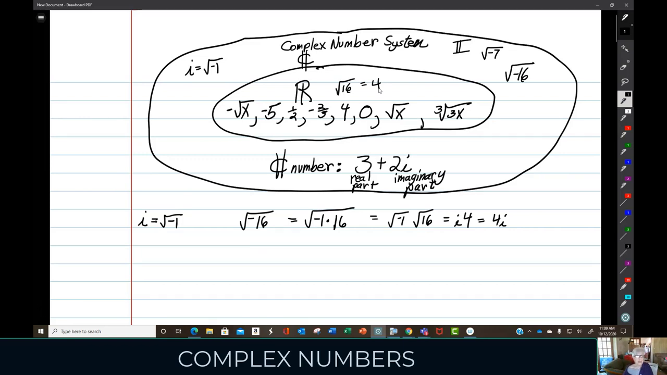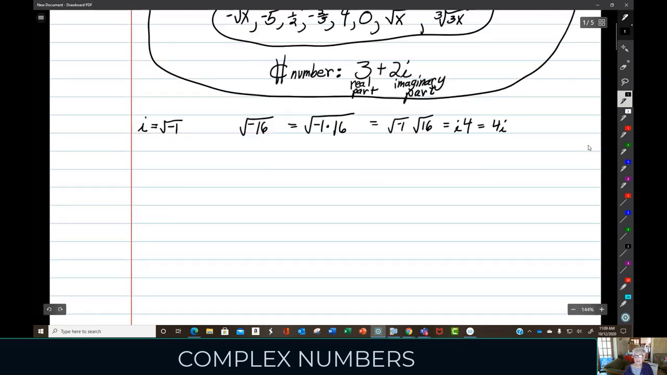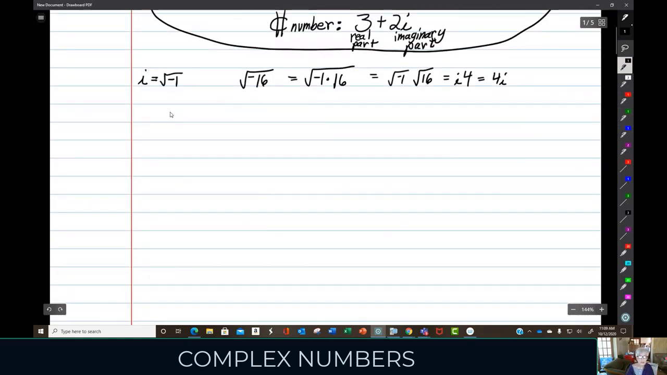So when your calculator gives you an error saying not in the real number system, a non-real number, it means it lives out here where the non-real numbers live, in the complex number system. Incidentally, the square root of negative 7, let's work on that. The square root of 7 won't break down, so what we're going to have is i times the square root of 7.